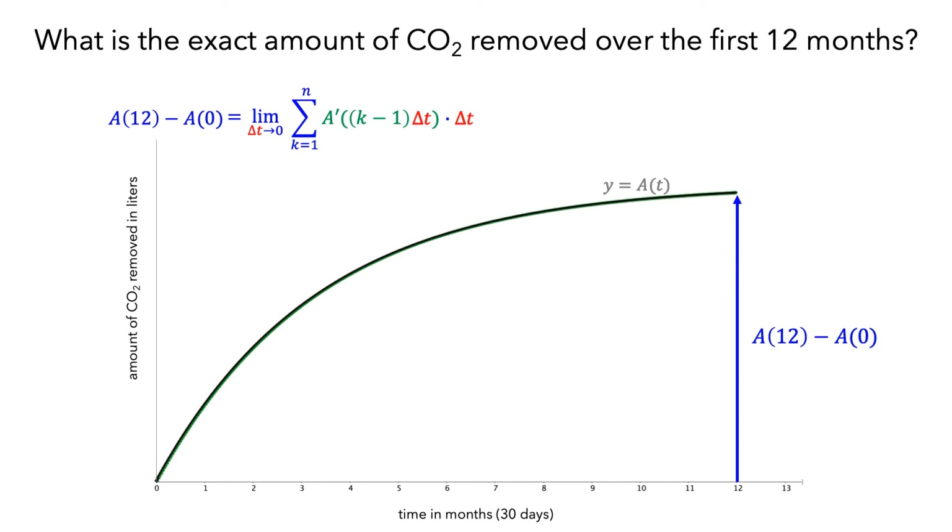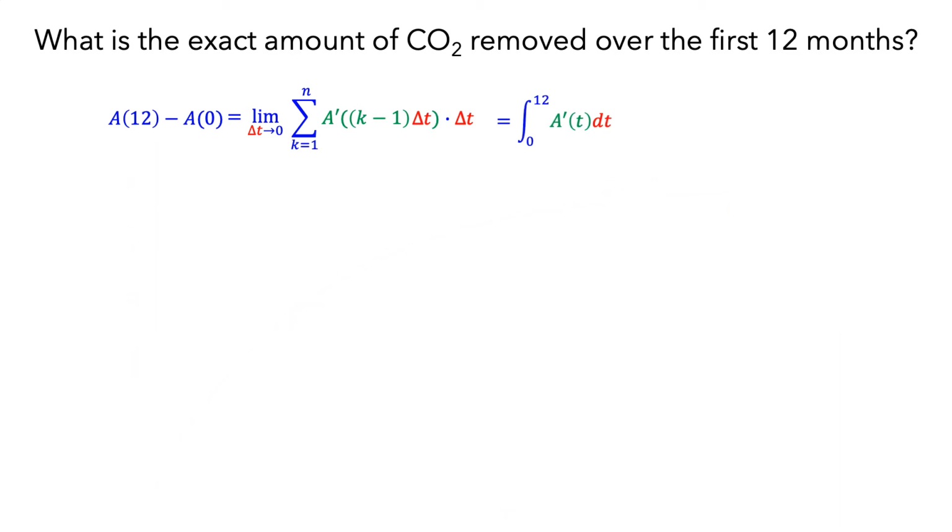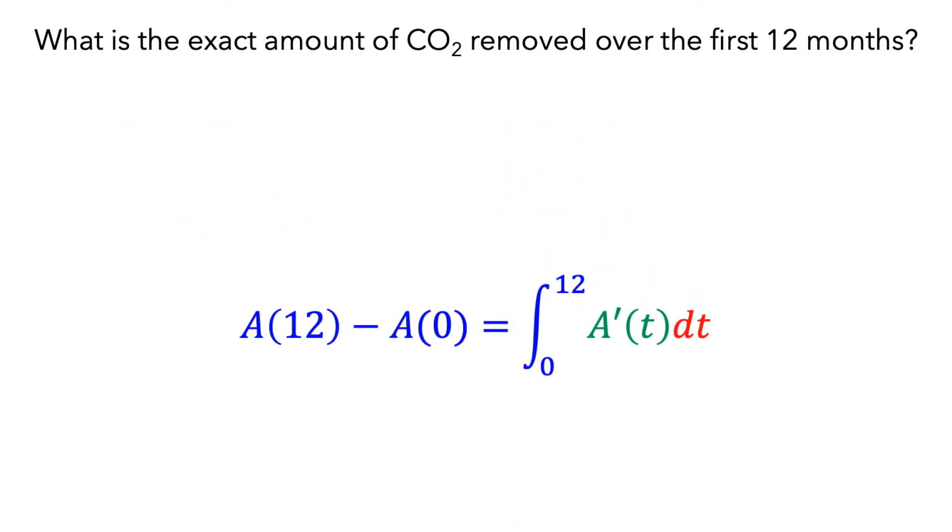In this case, the limiting value of the Riemann sum is the definite integral from 0 months to 12 months of A prime of t dt, and it tells us the exact amount of CO2 that is removed. So we see that the exact amount of CO2 removed over the first 12 months, represented by A of 12 minus A of 0, equals the definite integral from 0 to 12 of A prime of t dt.